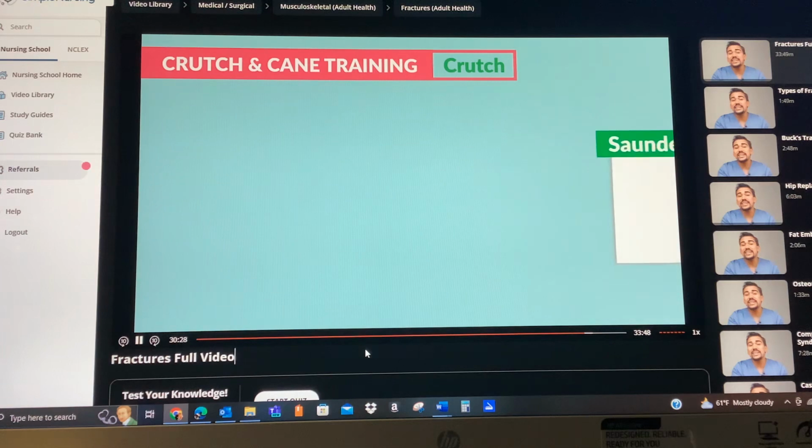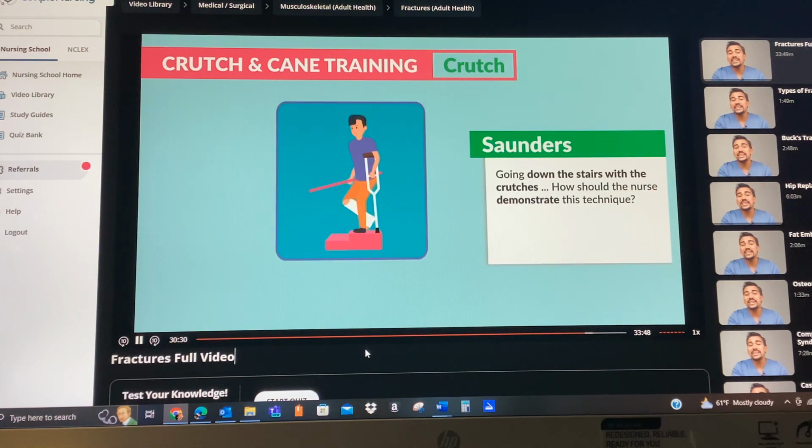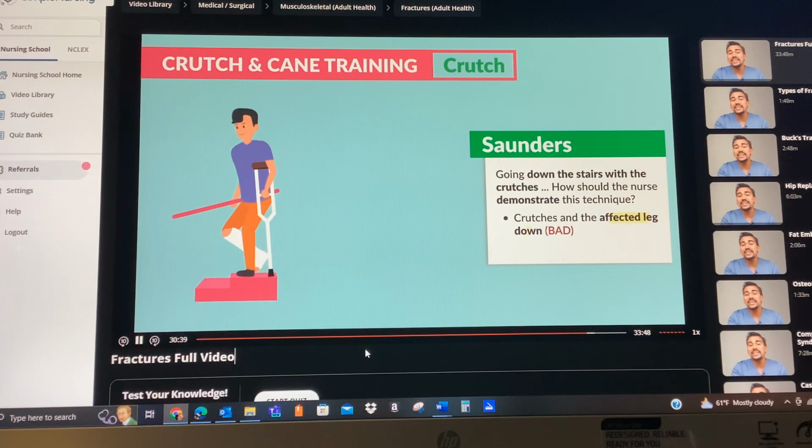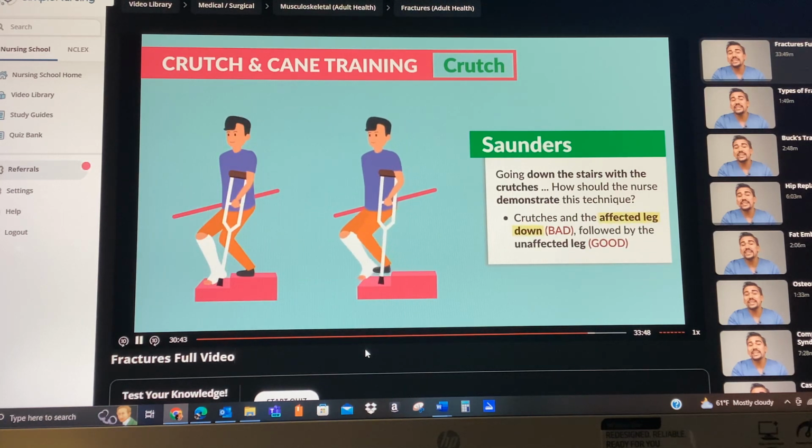stair. And Saunders mentions going down the stairs with crutches. How should the nurse demonstrate this technique? So remember, down with the bad here. Crutches and the affected leg down, so the bad leg, followed by the good leg, or the unaffected leg.